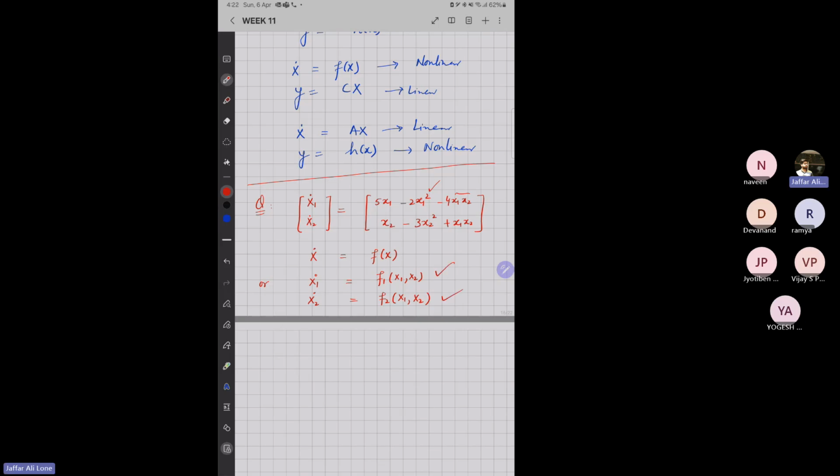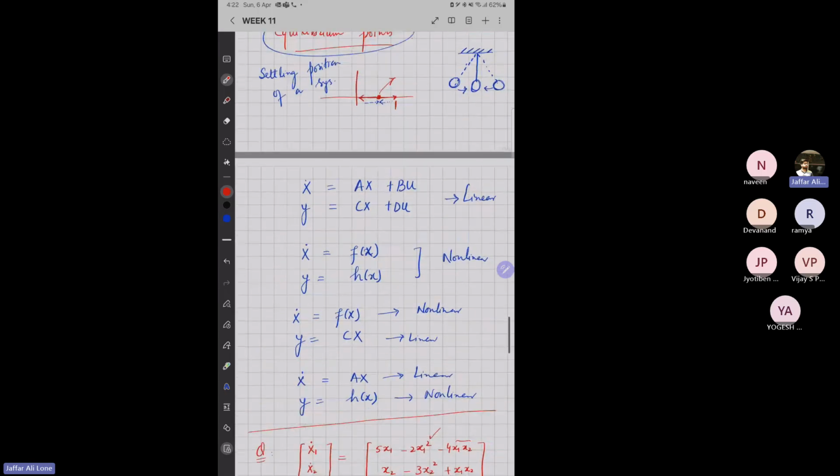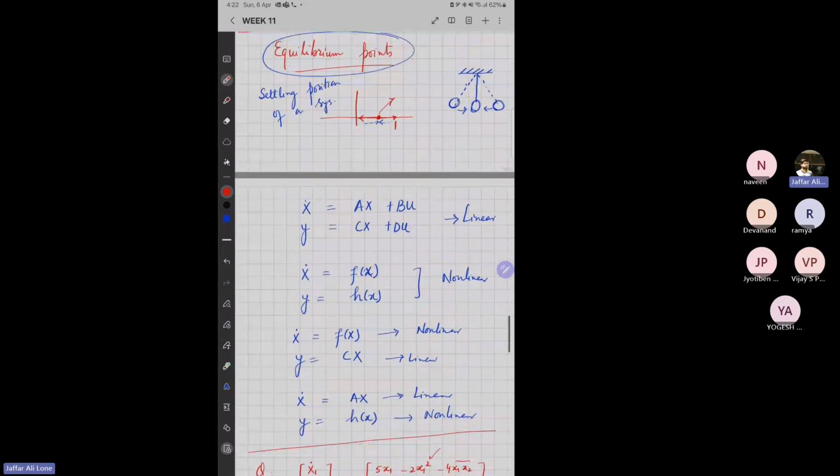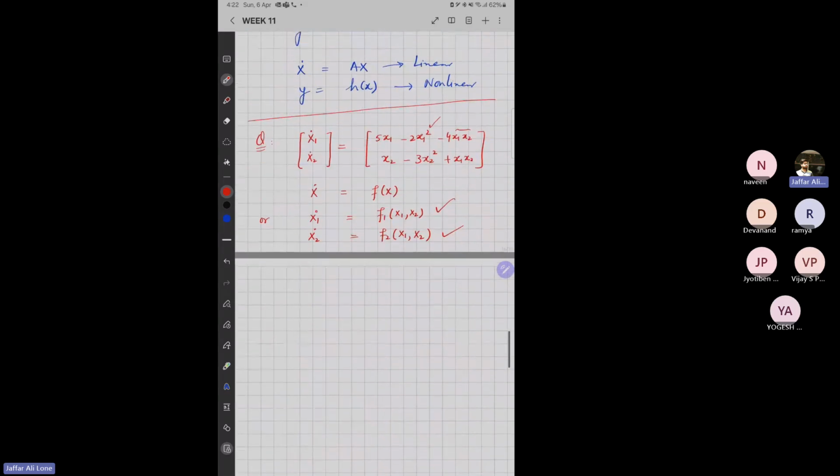I wrote x dot is equal to f of x because I've only been given this state equation. There is no output equation. The same thing we can apply to the output equation as well if that is a nonlinear equation. So for the time being, just assume that I have a system of the form x dot is equal to f of x. How do I solve such systems if I have to find whether the system is stable, or find the equilibrium points? How should I proceed?